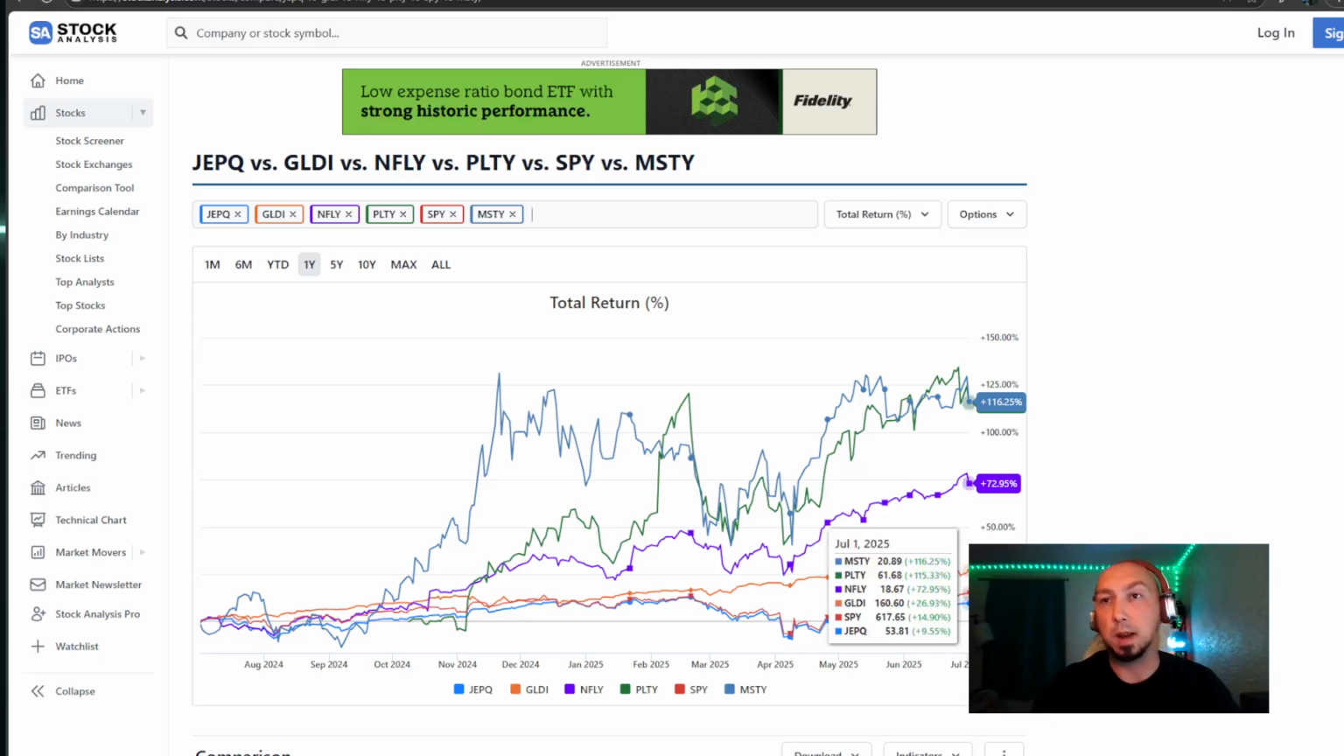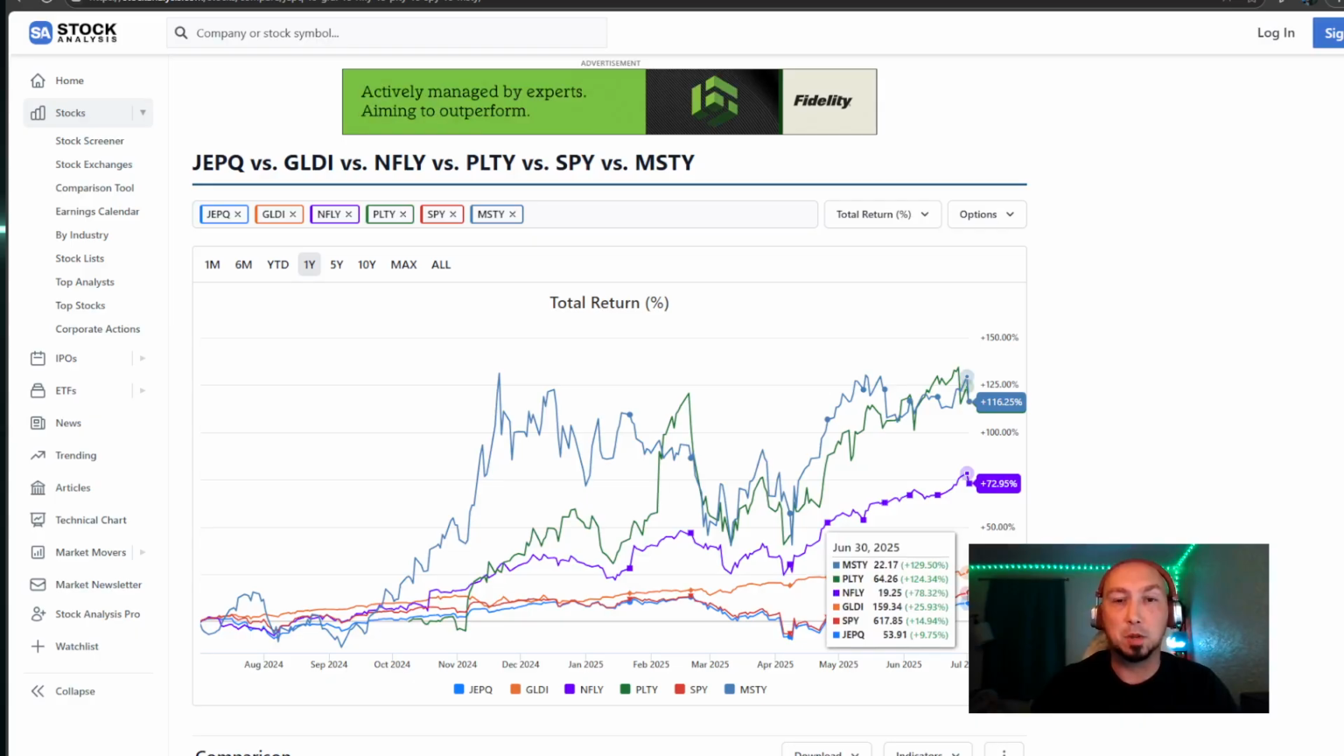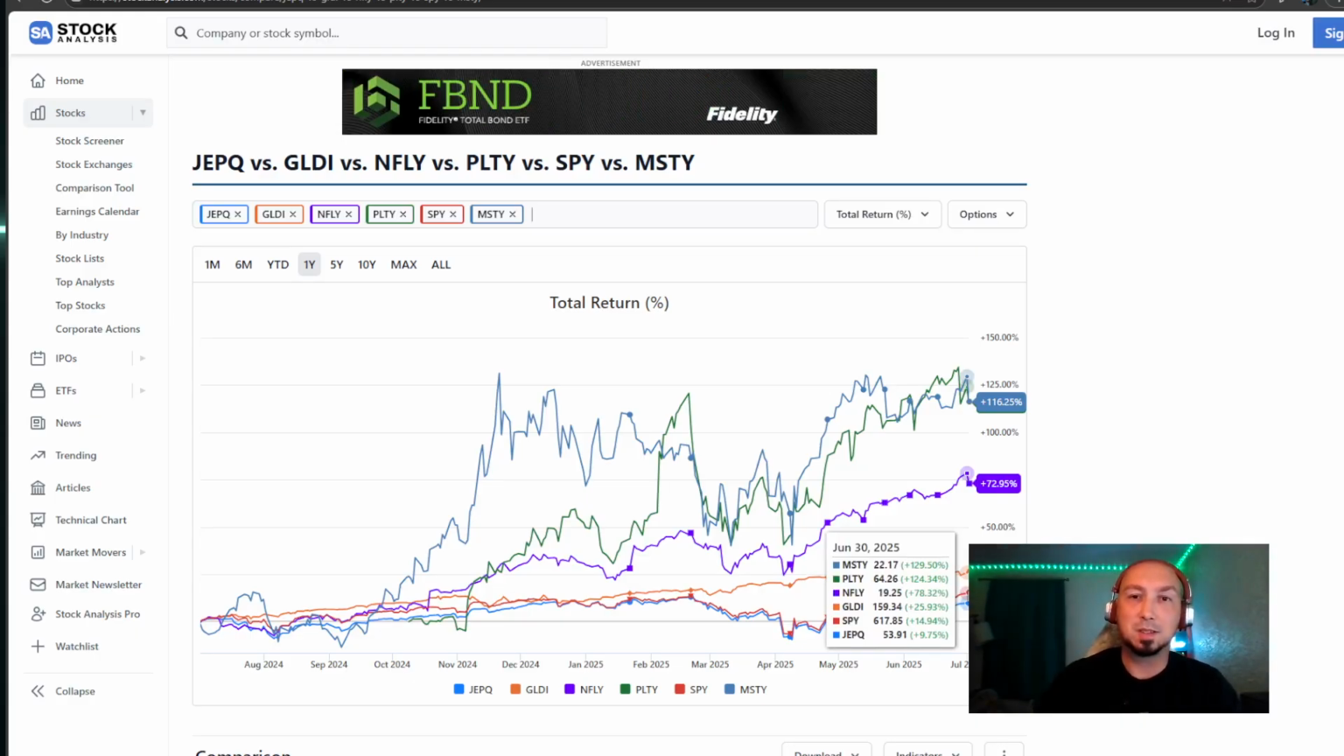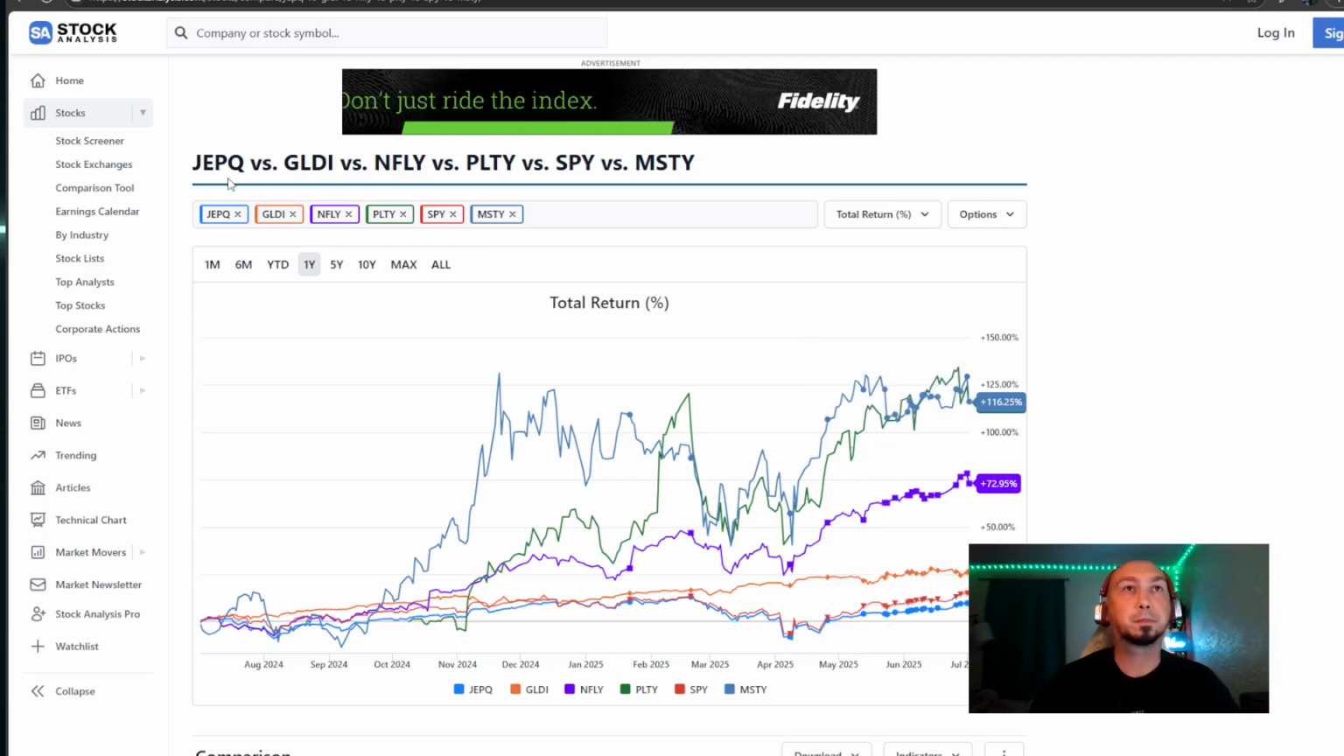Now, granted, they're much different in price points. At this time frame, the SPY was $617, and JEPQ is $54. So take into account your buy-in cost for each one of these will be very different. AGNC is around $11, JEPQ is around $54, Palantir 64. So that's going to change how many shares you can get and how much dividend you're going to receive, right? That's just commonsensical math.